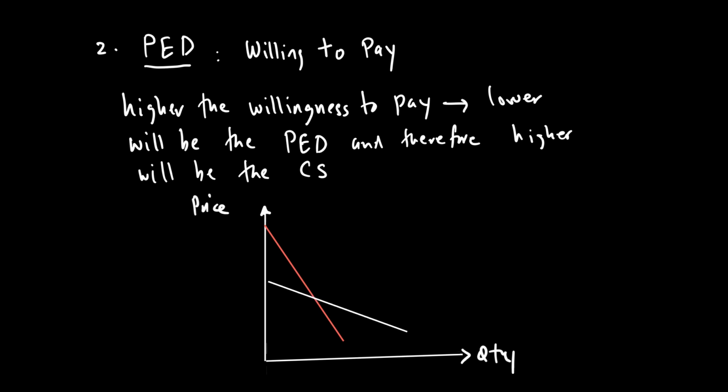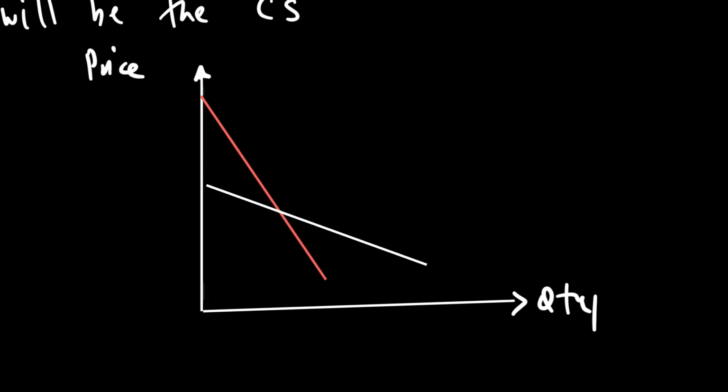Okay, so let's zoom in on this diagram. This is D naught before lenses, and this is D1 after lenses, and this is demand for eyeglasses. So let's say the price still is P naught.